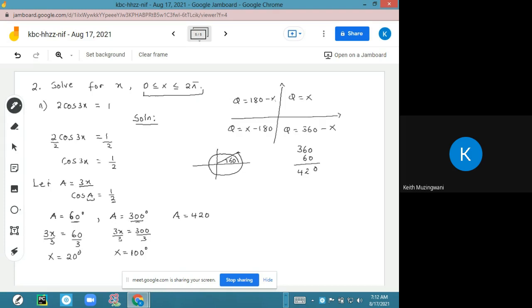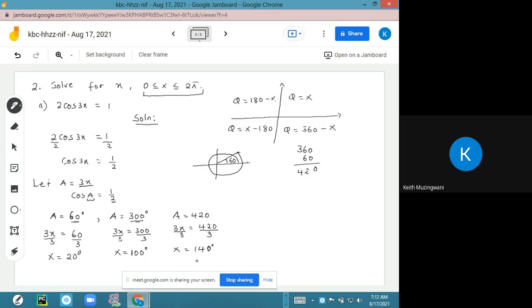So A can be equal to 420, and when we equate it here, divide by 3, we get x is equal to 3 into 42. It goes how many times? 140. 140. Okay, so you can see that it's possible that maybe if we went round again on the 60, we could be within 0 to 360.